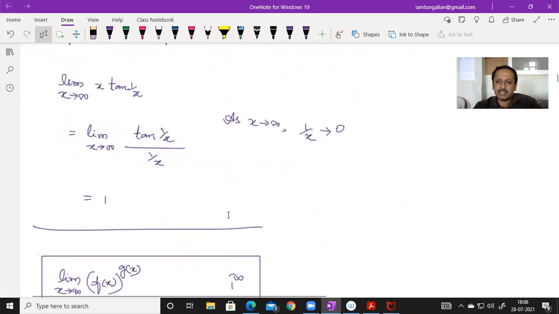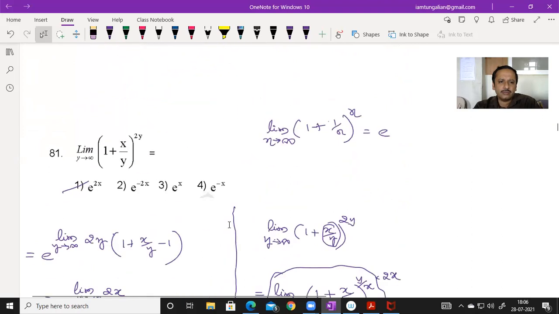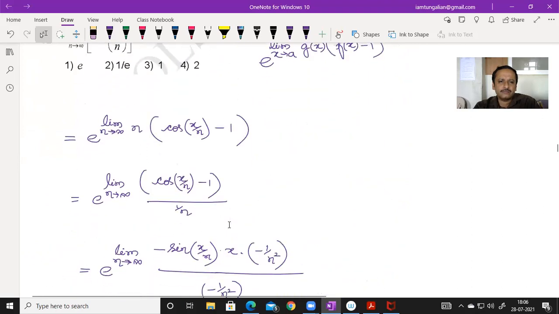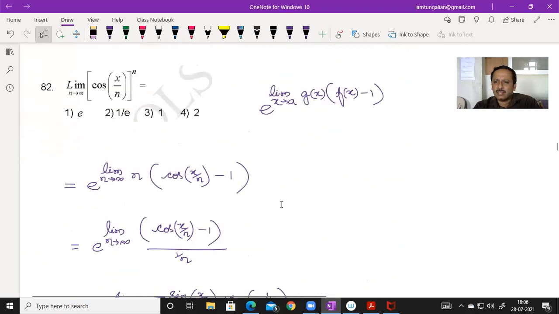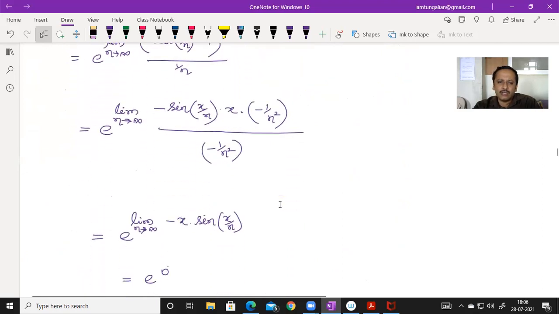In question number 82, x equal 1, where 82? 82. X equal 1, I didn't get you. See, we are not differentiating with respect to x. We are differentiating as n is the variable here. X should be treated as constant. We are differentiating with respect to n. So derivative of 1 by n is minus 1 by n square. X will be a constant. Okay.